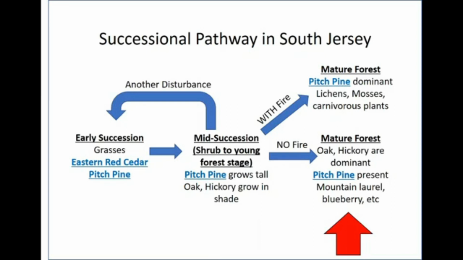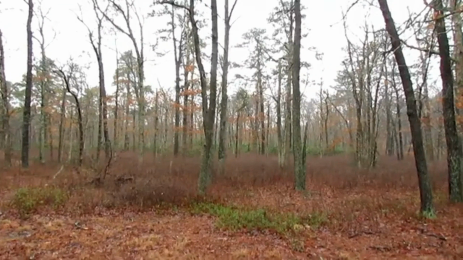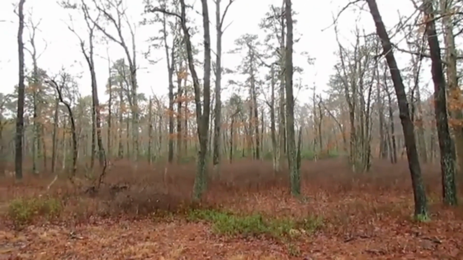Now, on our flowchart here, we see that if there is no fire, right, so we're not burning our parking lots, what we can see is that the oak and hickory are going to become dominant. You'll still see a lot of pitch pines, but for the most part, you start to see the appearance of these other types of species. Again, the oaks and hickories, you'll be able to see the leaves on at this time of year. All right, so here we have, again, on campus.